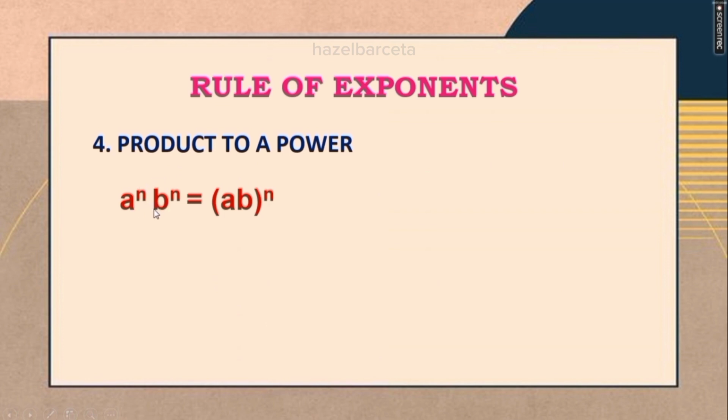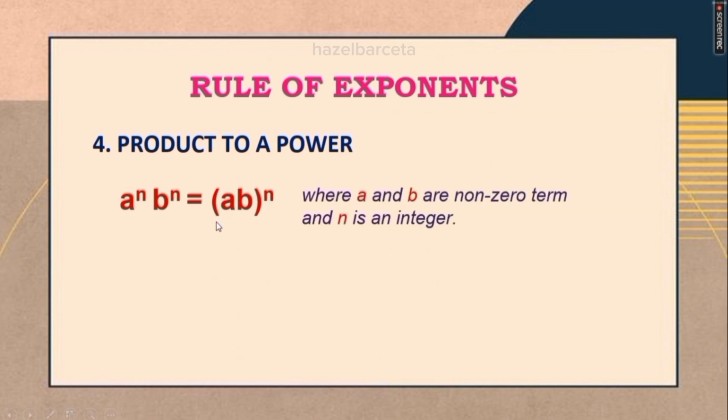So, A raised to N times B raised to N is equal to the quantity of A times B raised to N. Simplified lang po, pinagsama sa labas yung ating exponent. Where A and B are non-zero and N is an integer. Since integer, applicable po siya sa positive and negative.